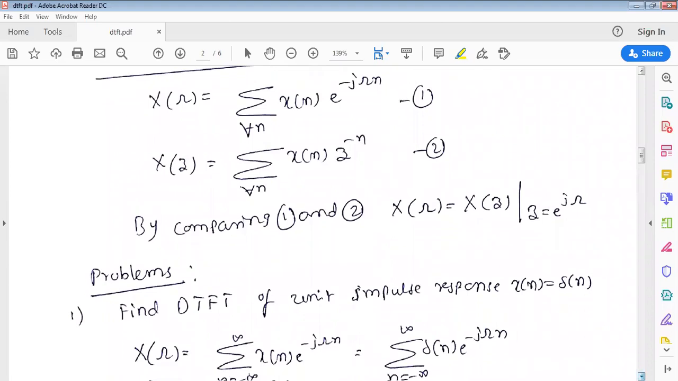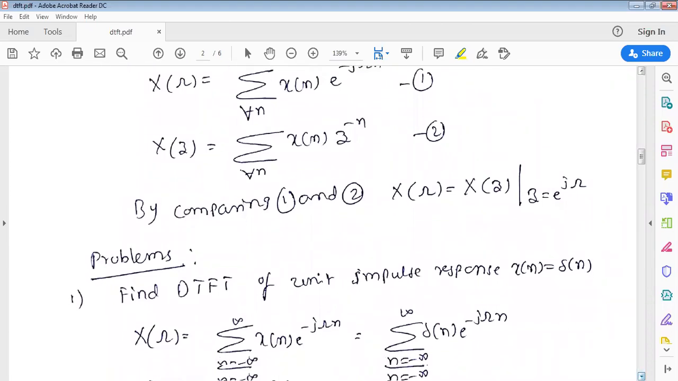This is a very important property, which says that the Z domain is interchangeable with the Fourier domain. Suppose that you know only the Z transform. How do you obtain the Fourier transform? The Fourier transform can be easily obtained by z equal to e power j omega.